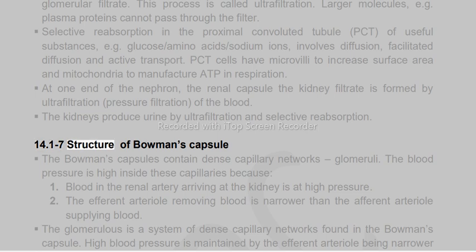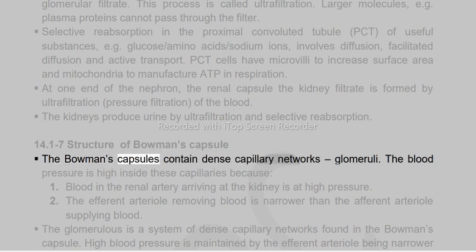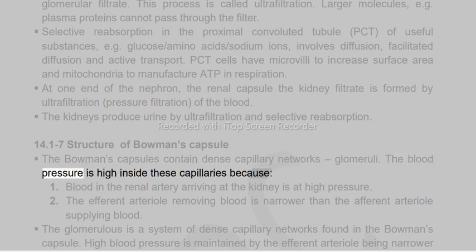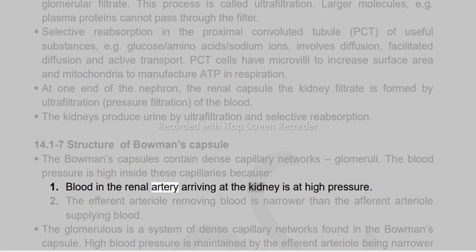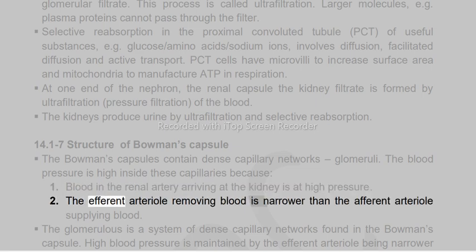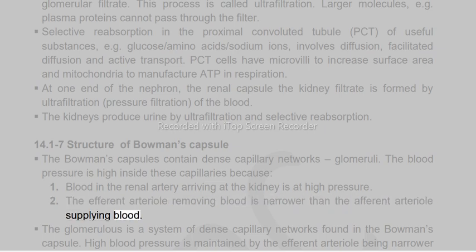14.1 to 7 Structure of Bowman's capsule. The Bowman's capsules contain dense capillary networks, glomeruli. The blood pressure is high inside these capillaries because, 1. Blood in the renal artery arriving at the kidney is at high pressure. 2. The efferent arteriole removing blood is narrower than the afferent arteriole supplying blood.